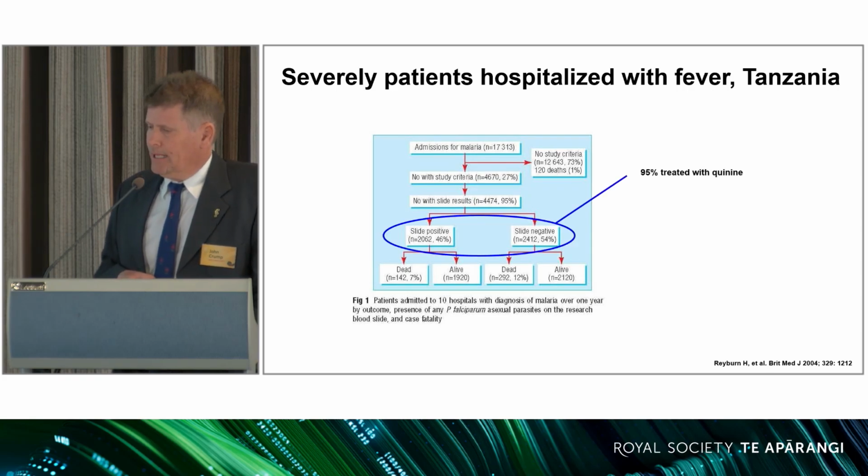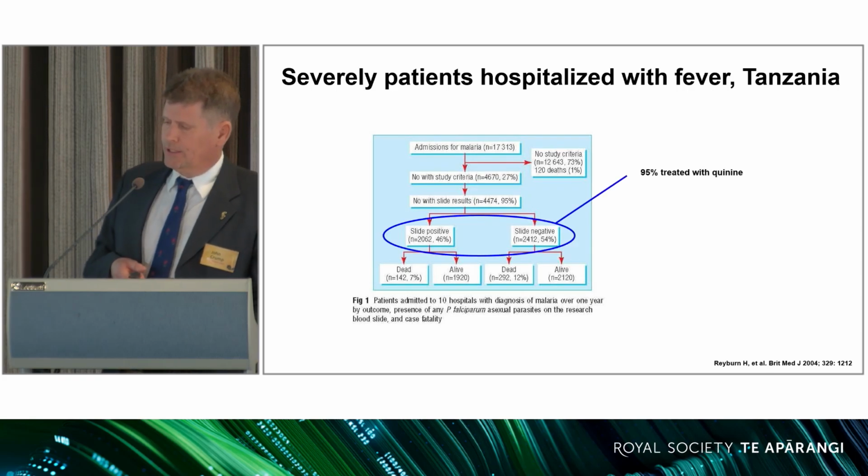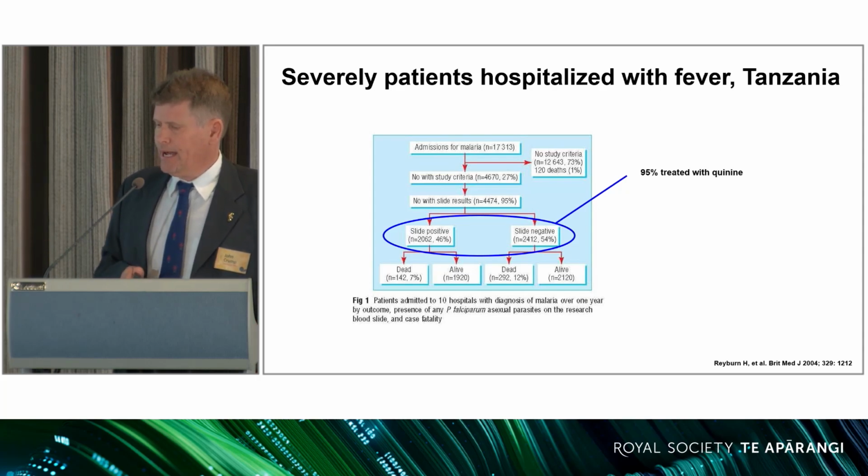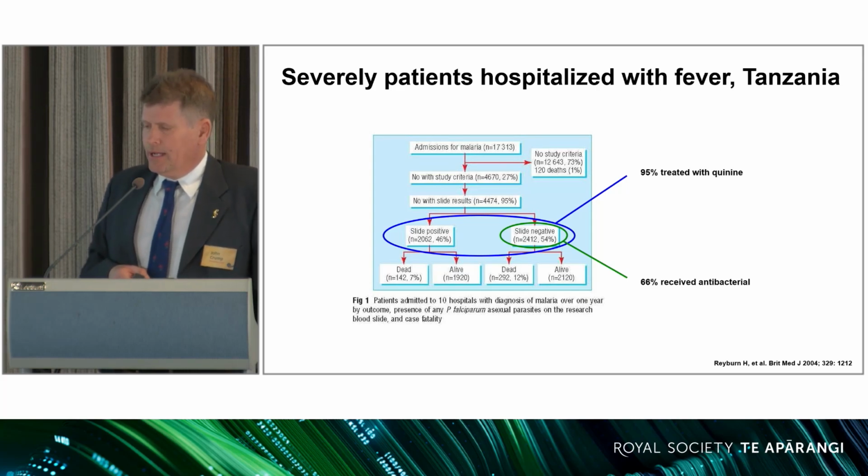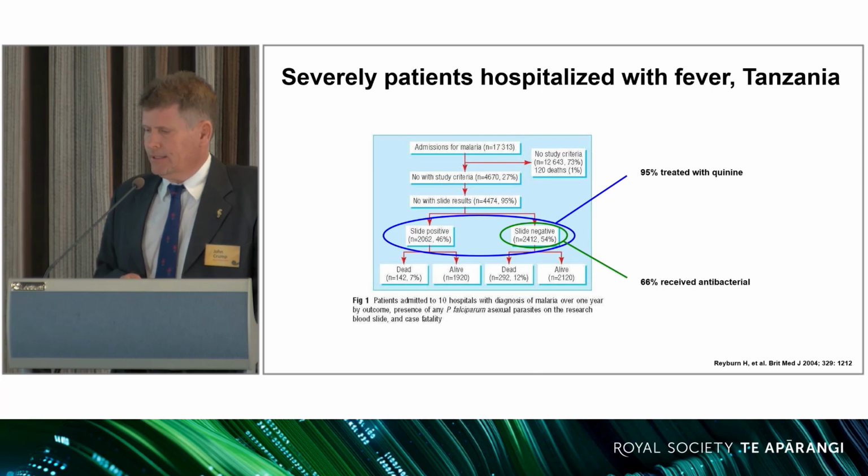It's notable that 95% of all patients were treated with intravenous quinine for severe malaria, despite half having a negative malaria film. Furthermore, of those without malaria, only about 2/3 received an antibacterial for treatment of common but potentially fatal non-malaria bacterial infections.